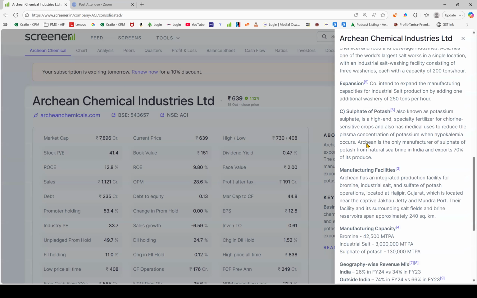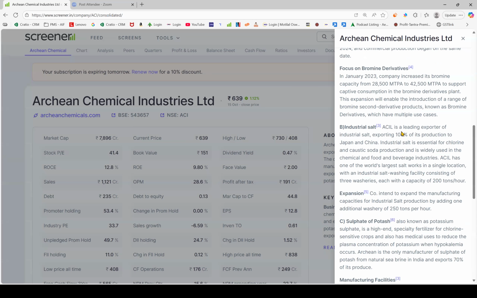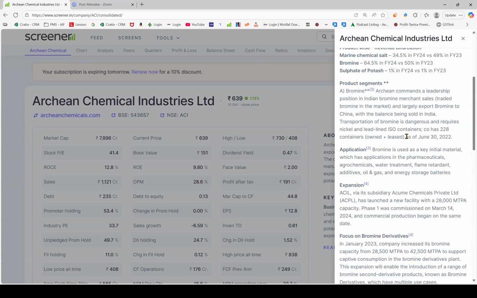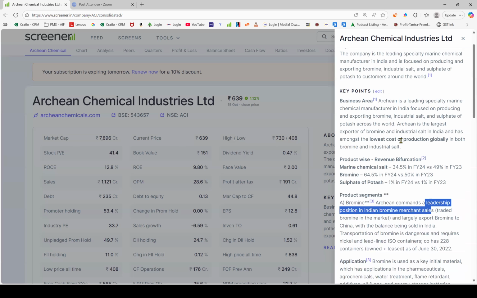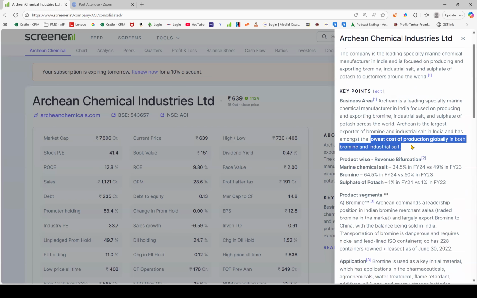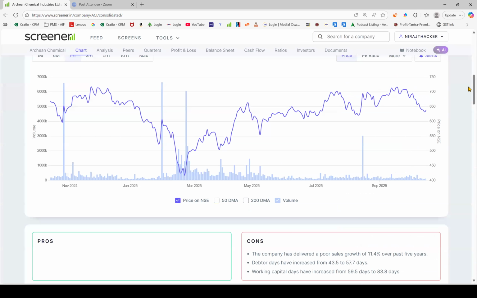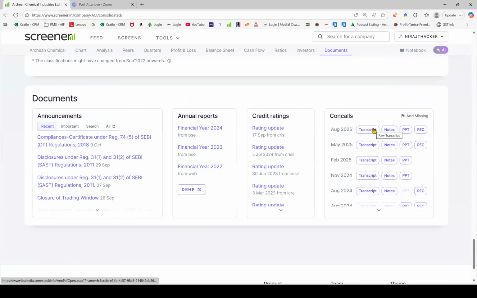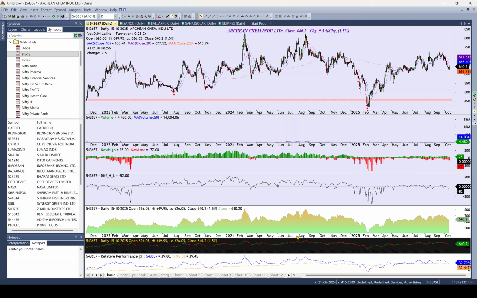And you can see here, leading exporter of industrial salt. Commands a leadership position in Indian bromine merchant sale, and lowest cost of production globally in both bromine and industrial salt. So a very, very interesting company. Keep a track, and the best part is they do conference calls also, so you can go through the con calls. Very, very interesting. It's on my radar.